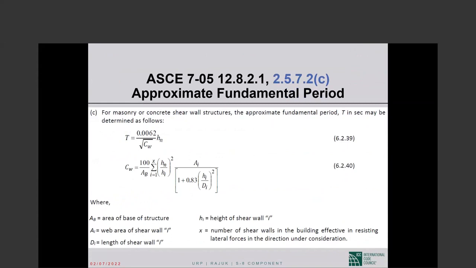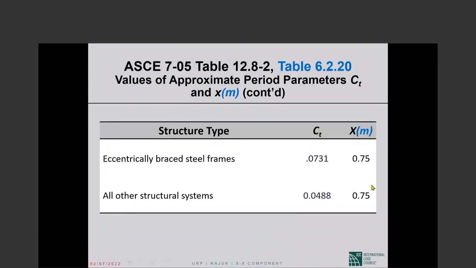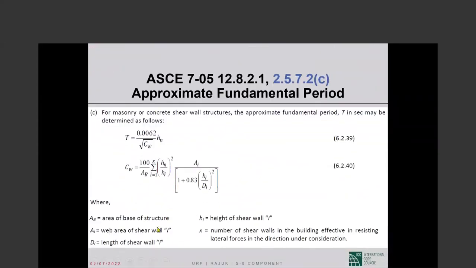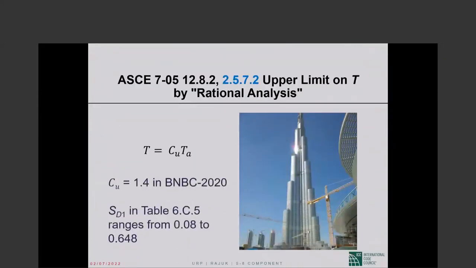For masonry or concrete shear wall structures, there is an alternative approximate period formula. Alternative to 0.02 height raised to the power 3/4, alternative to this line. I would caution you against using this formula. First of all, I wouldn't go into it, it's complicated, but more importantly, we have found that the formula is deficient in a couple of significant ways. And in later times, we have made some modifications to this formula. So my advice will be, don't try to use that one. Okay.